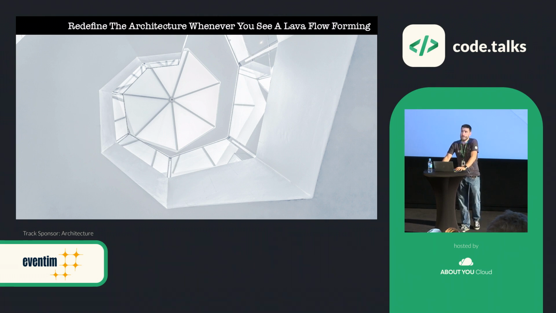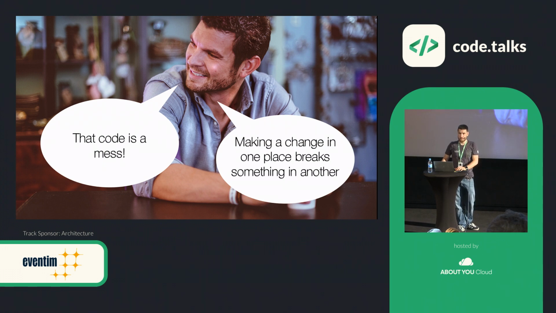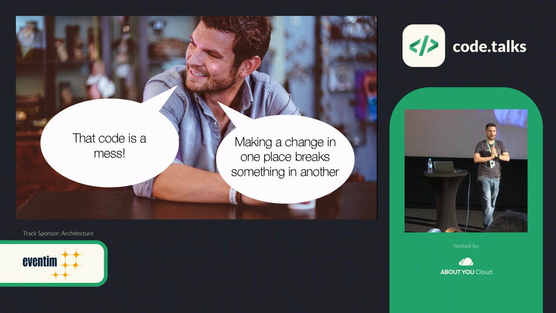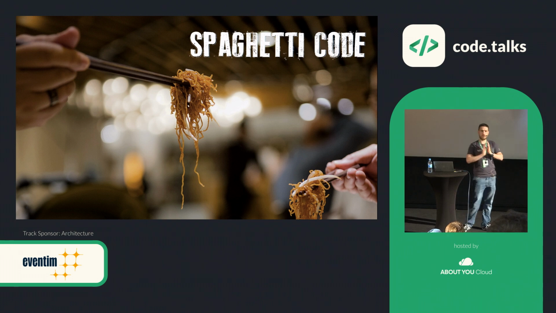So the next one, we're going to move on to some more interesting things now. That code is a mess. If you overhear this in the kitchen, that code is a mess. Making a change in one place breaks something somewhere else. Who's had that experience? Good. I always like to see when most people have had that. Okay. Sorry. That means in your system, you probably have some noodle code.